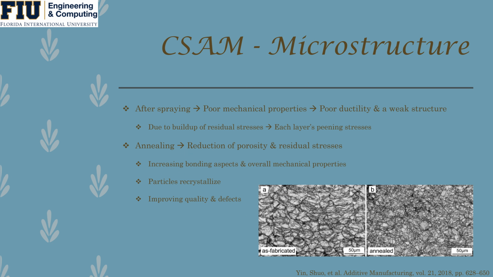After spraying, parts typically exhibit poor mechanical properties such as poor ductility and a weaker structure. This is due to the buildup of residual stresses, which are each layer's peening stresses. A post-processing technique called annealing, which is a heat treatment, allows for the reduction of porosity and residual stresses. This also increases bonding aspects as well as overall mechanical properties. As shown in the figure, going from part A to part B, we can see that particles do recrystallize, thus allowing for the improvement of the quality and the amount of defects.